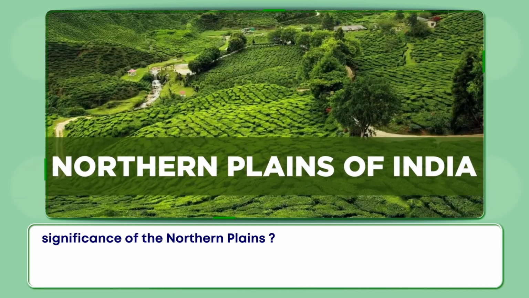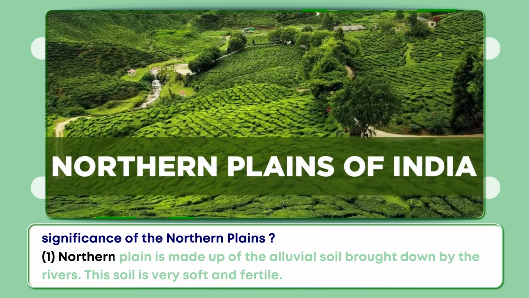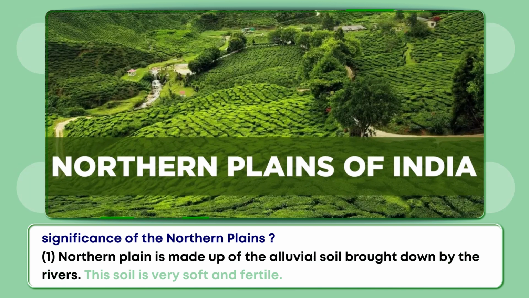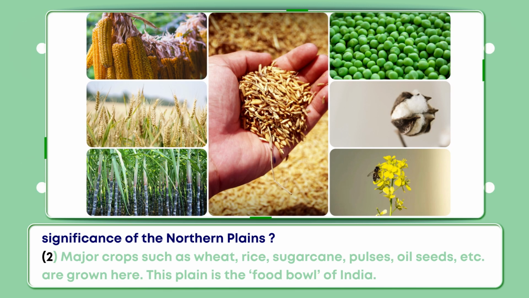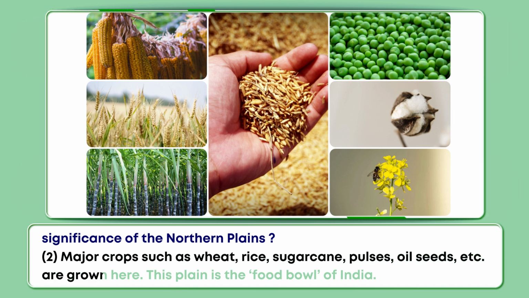Significance of the Northern Plains. The Northern Plain is made up of the alluvial soil brought down by the rivers. This soil is very soft and fertile. Major crops such as wheat, rice, sugarcane, pulses, oilseeds, etc. are grown here. This plain is the food bowl of India.